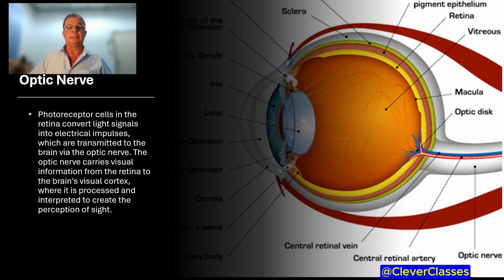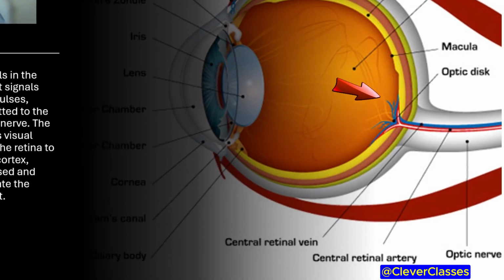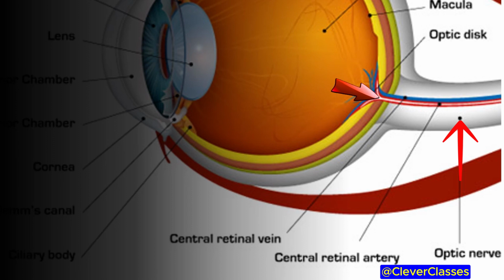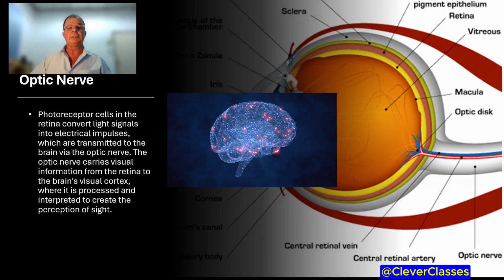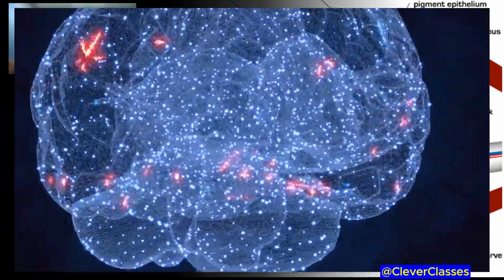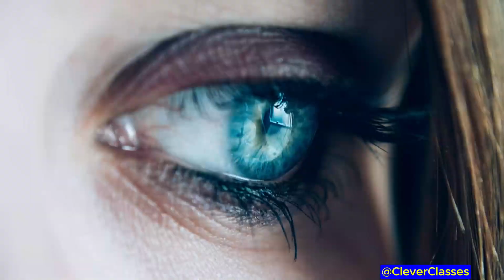Photoreceptor cells in the retina convert light signals into electrical impulses, which are transmitted to the brain via the optic nerve. The optic nerve carries visual information from the retina to the brain's visual cortex, where it is processed and interpreted to create the perception of sight.